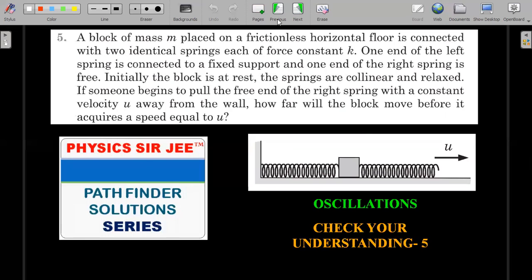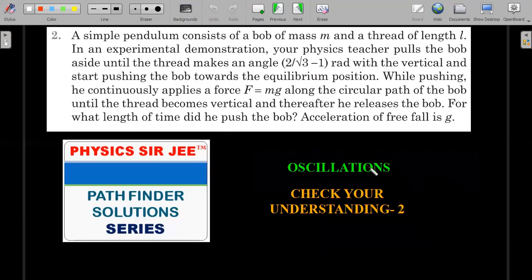I'll start with problem number 2. Here's the formal wording. A simple pendulum consists of a bob of mass m and a thread of length L. In an experimental demonstration, your physics teacher pulls the bob aside until the thread makes an angle of 2/√3 minus 1 radian with the vertical, and starts pushing the bob towards the equilibrium position.